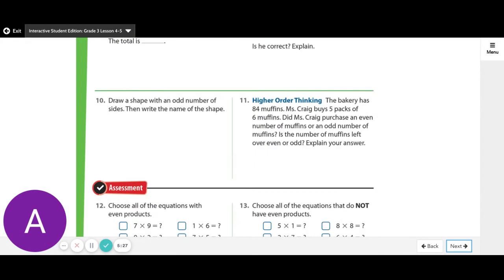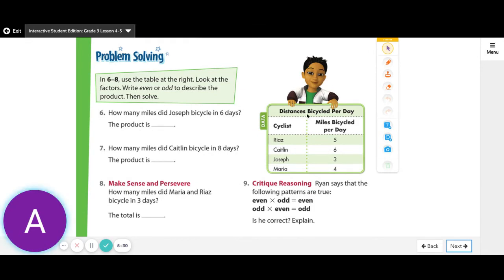Let's look at the back. We need to use this table to the right to solve. So let's look at number 6. How many miles did Joseph bike in 6 days? So I look at the chart. I see Joseph biked 3 miles per day. So I'm thinking about 6 times 3. I know 6 is even. 3 is odd, so my answer will be even. 6 times 3 is 18, so he biked 18 miles.